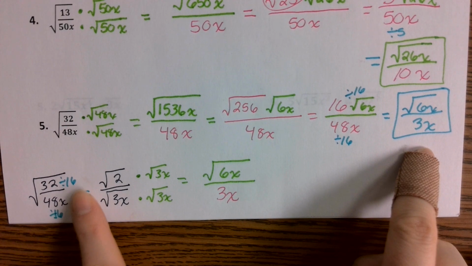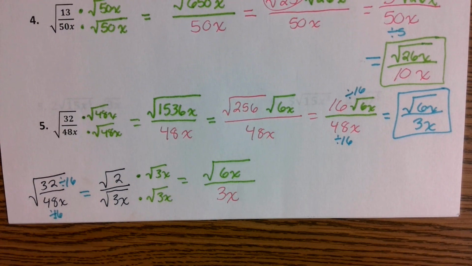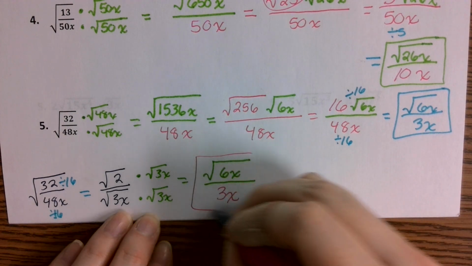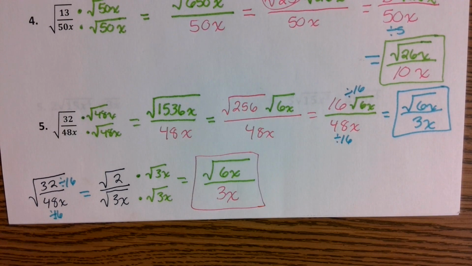Simplifying ahead of time. When you simplify ahead of time, you're working with smaller numbers. You're less likely to make a mistake. It is up to you, though, how you decide to work with it.